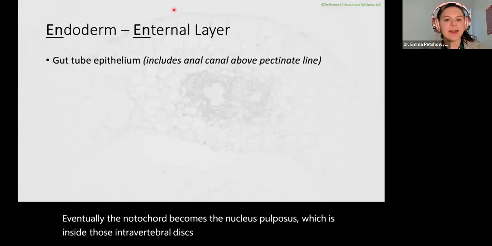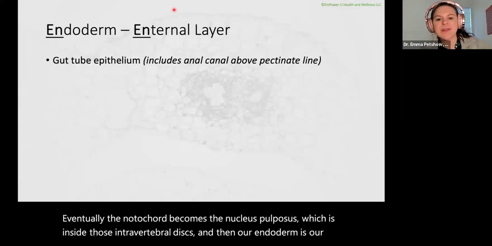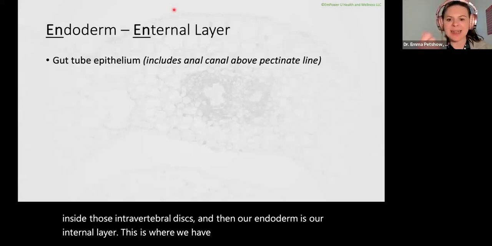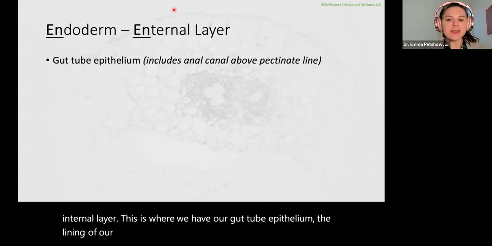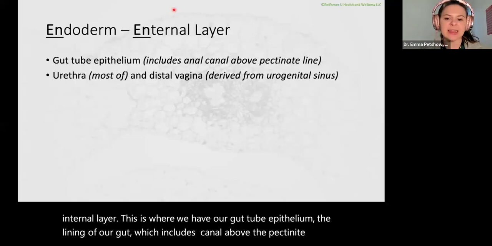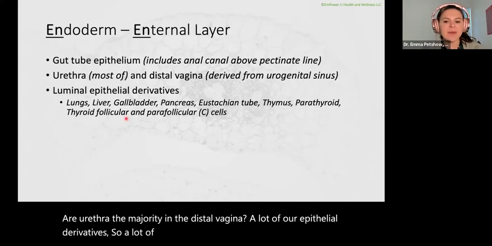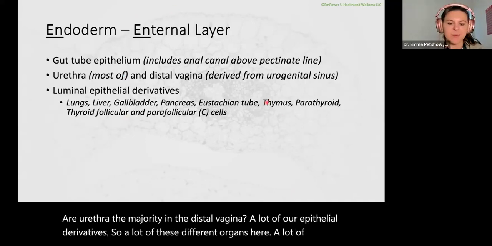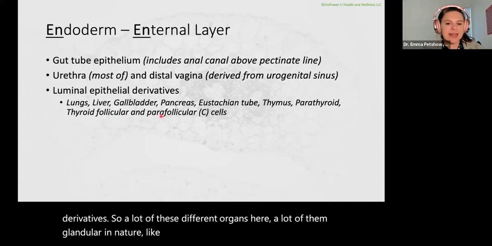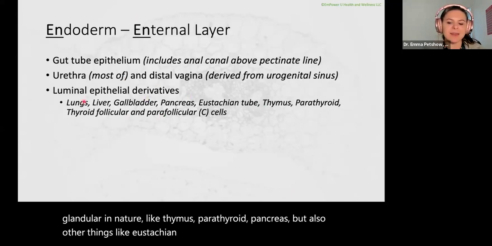And then our endoderm is our internal layer. This is where we have our gut tube epithelium, the lining of our gut. Which includes the anal canal above the pectinate line, our urethra, the majority, and the distal vagina. A lot of our epithelial derivatives, so a lot of these different organs here, a lot of them glandular in nature, like thymus, parathyroid, pancreas, but also other things like eustachian tube, gallbladder, liver, and lungs.